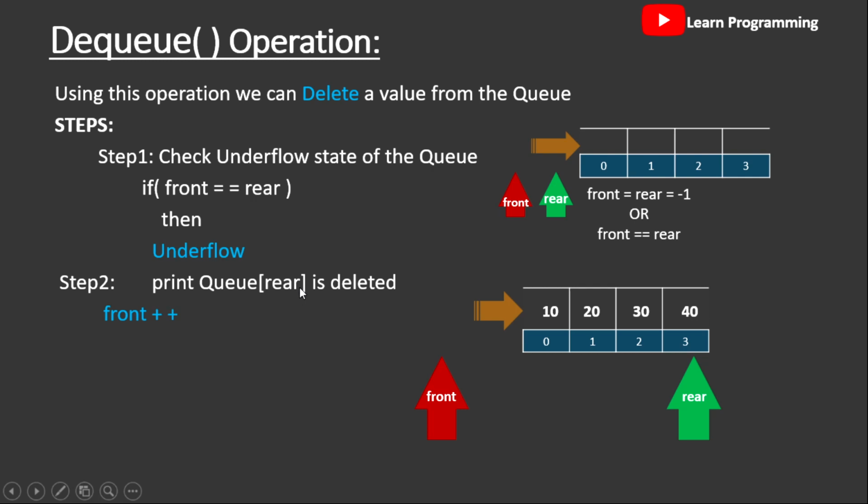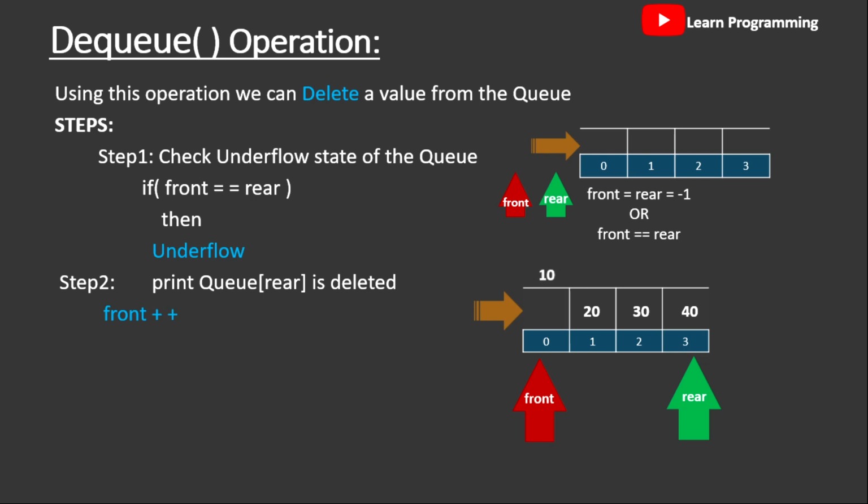I'm sorry, I made a mistake here. It should be queue of front. I have typed queue of rear here. So hope you understood the mistake that I'm trying to highlight here. It should be print queue of front is deleted. Now I have to increment the front position, and then we can delete the value from the queue. So first I have to tell the user which value is being deleted. So that is front plus plus, and then delete the value 10. Hope you understood the steps.